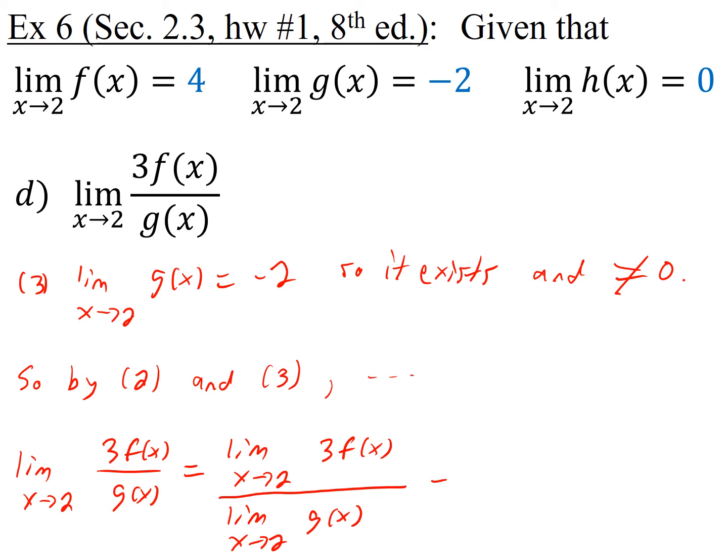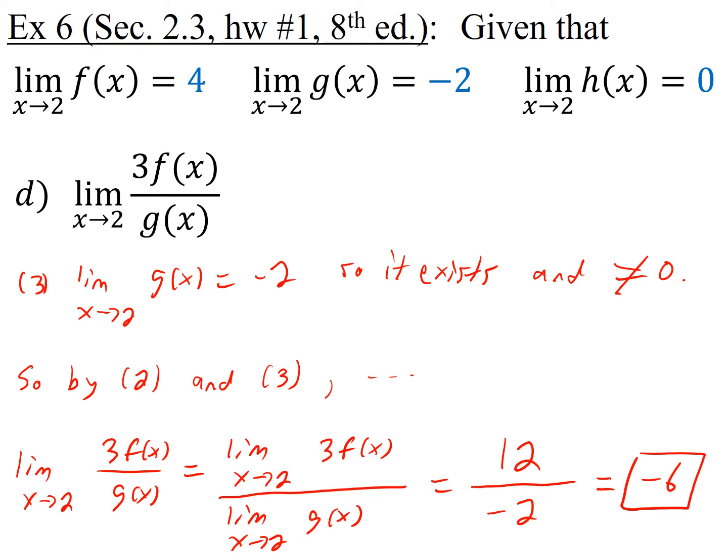And we know both of these limits, so we just basically write them in there. Limit of the entire top was 12. Sorry, that was earlier. I erased it already. And limit of the bottom is -2. And so the answer to this whole limit is -6. Okay, that's how that one goes.